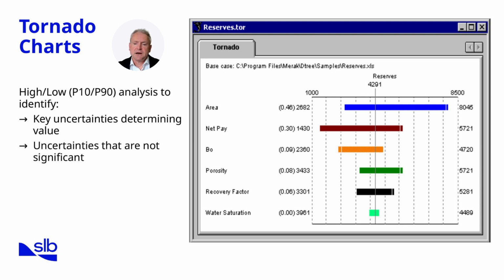The tornado chart here shows the sensitivity of reserves to different input parameters, with the base case at 4,291 marked by the central line. The key takeaway is that uncertainty in reserves is driven mainly by area and net pay because they drive the largest variation, guiding us to focus data collection efforts there.